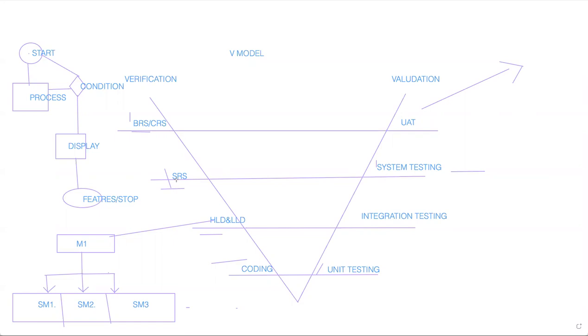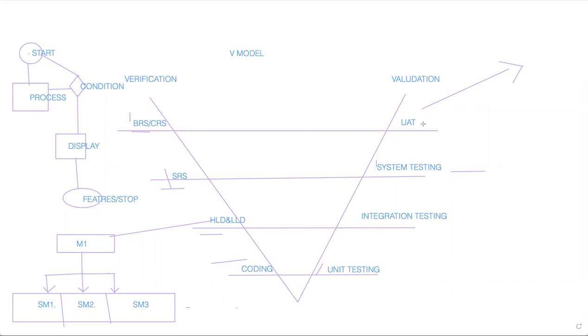Then user acceptance testing will be done by the users based on the documents. The BRS and URS or CRS are the documents created by the customer, and for this testing these documents are the input. So customers will recheck whether the software is working as per their requirements or not. That also comes under black box testing only. Here also they don't see any code.